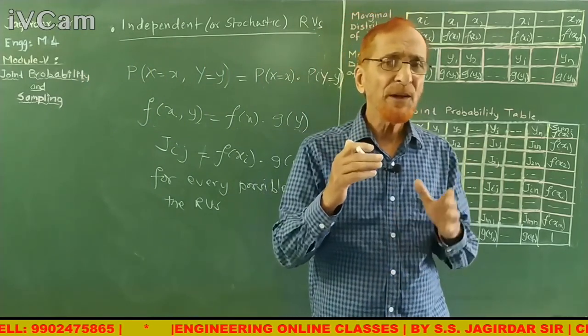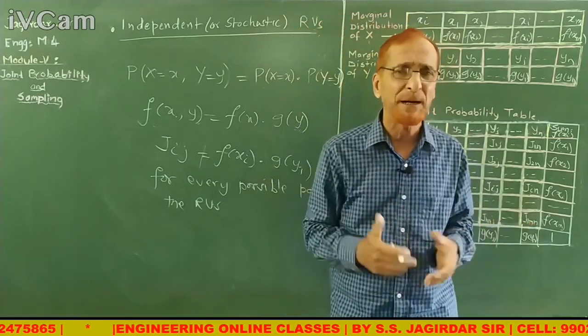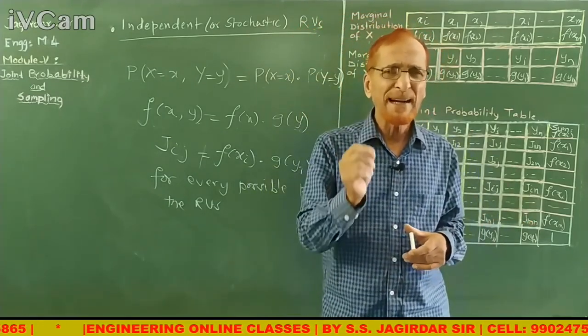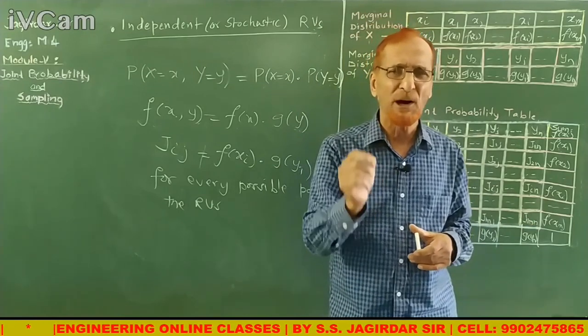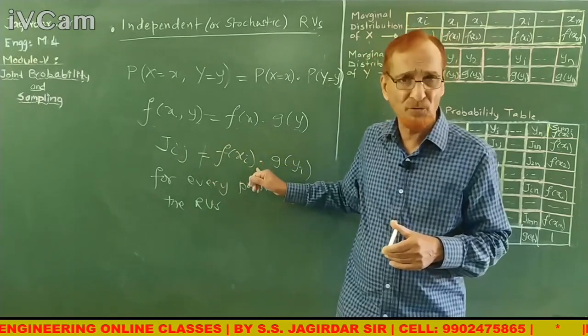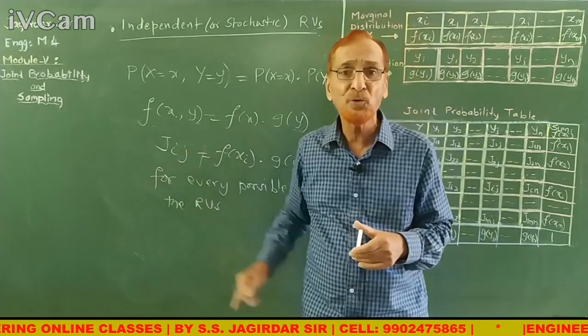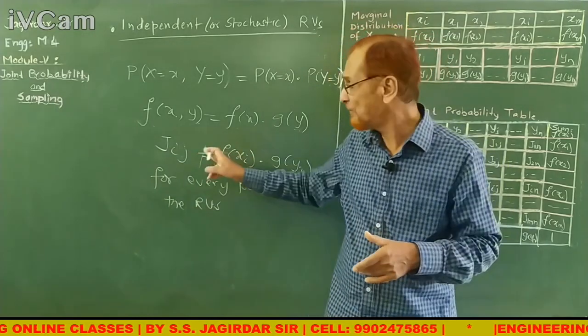So if you want to prove that both the variables are not independent, you require at least one pair, you must identify out of mn pairs, where this result is not found. The product of f(x) into g(y) must not be equal to the value of Jij.